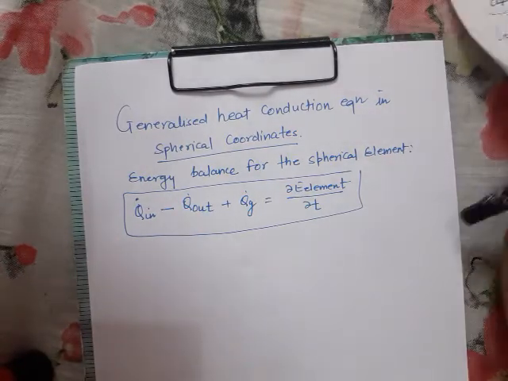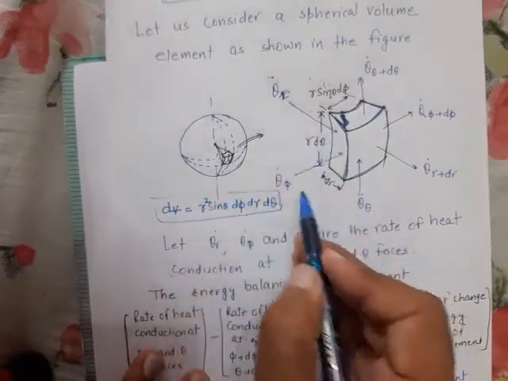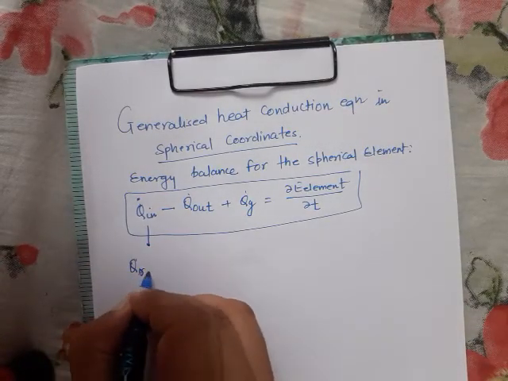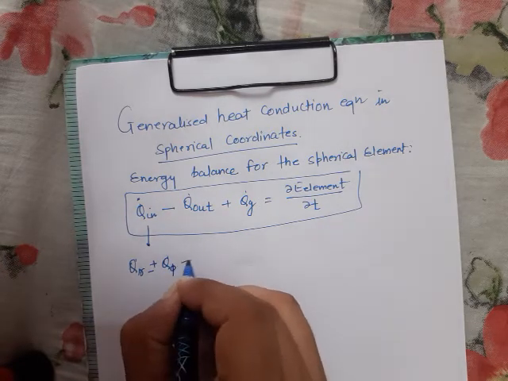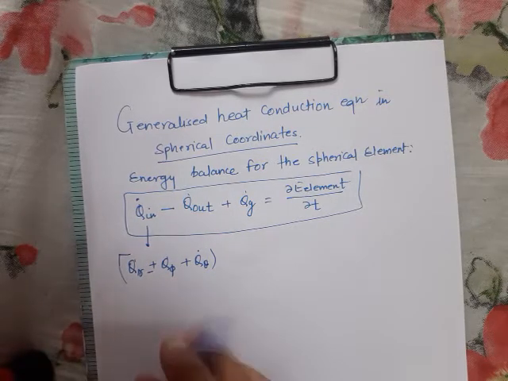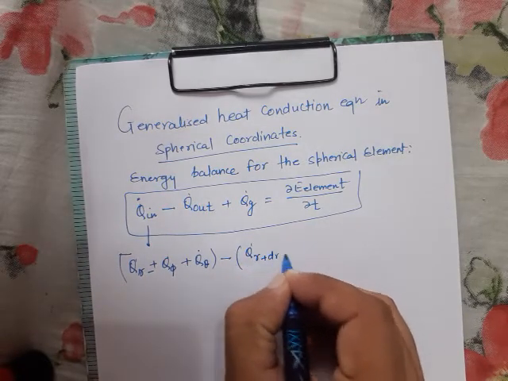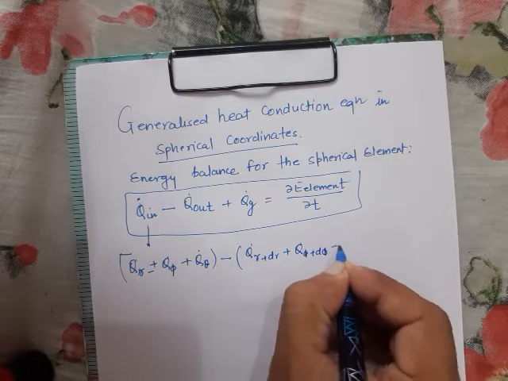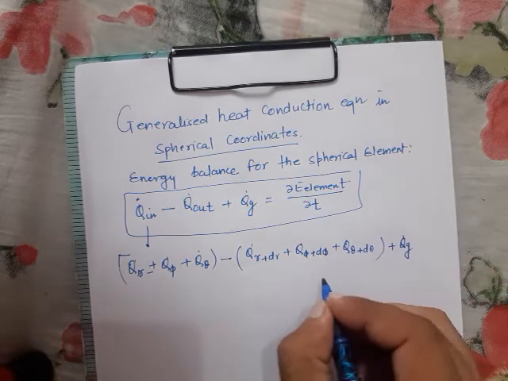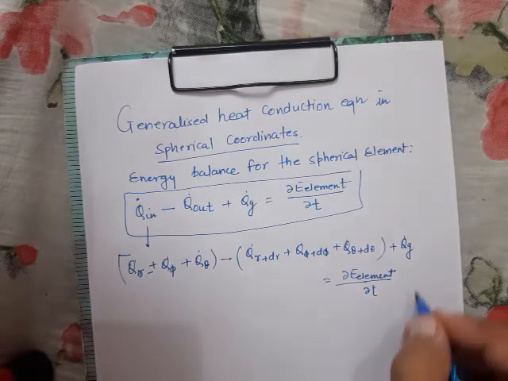Now this Q in would be the heat that can enter from all three different directions, that is Q r, Q phi and Q theta. So heat in is Q r plus Q phi plus Q theta. This is the total rate of heat input into the element. Minus Q out, which is Q r plus dr plus Q phi plus d phi plus Q theta plus d theta, plus the rate of heat generation Q is equal to del E of the element by del t. This is equation 1.